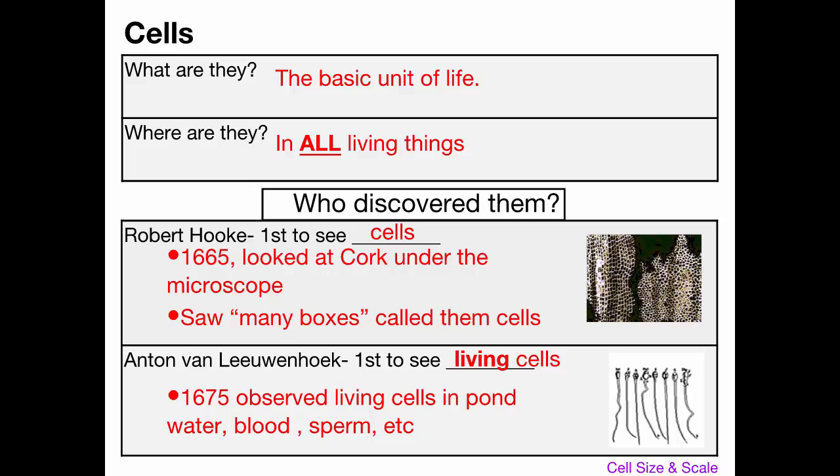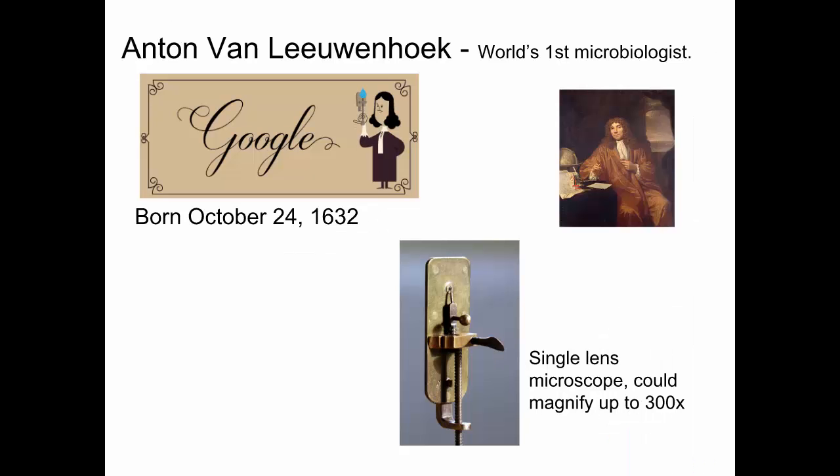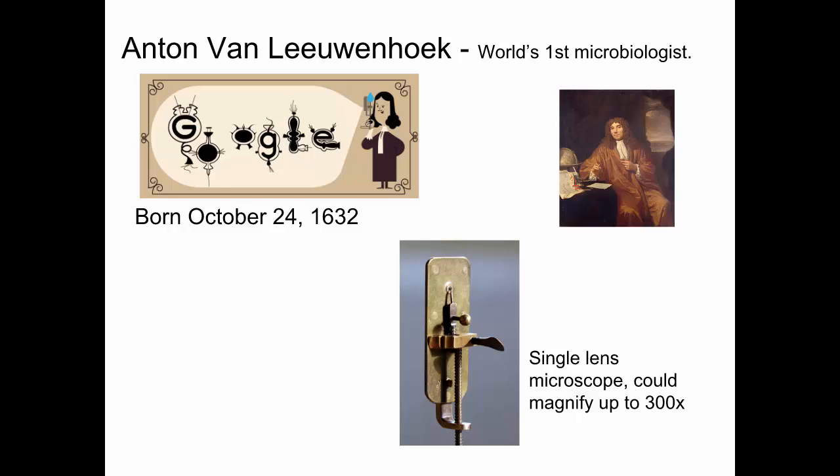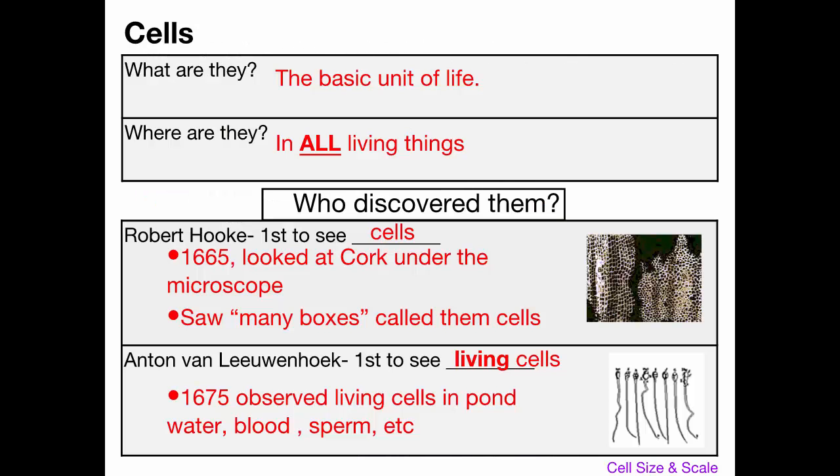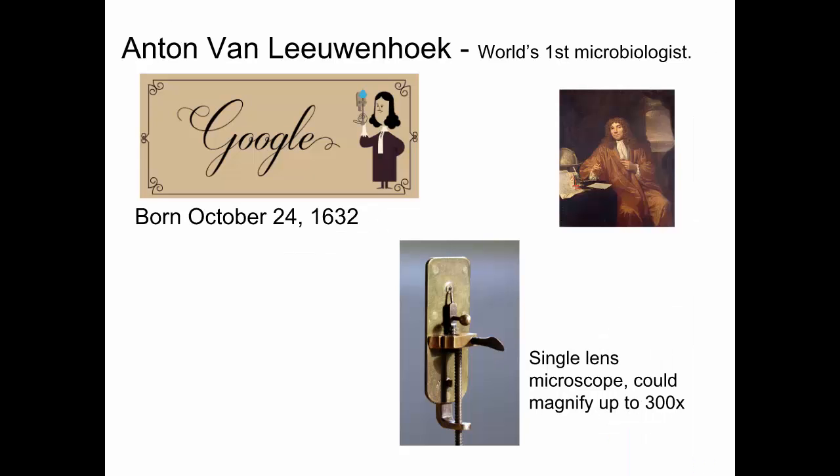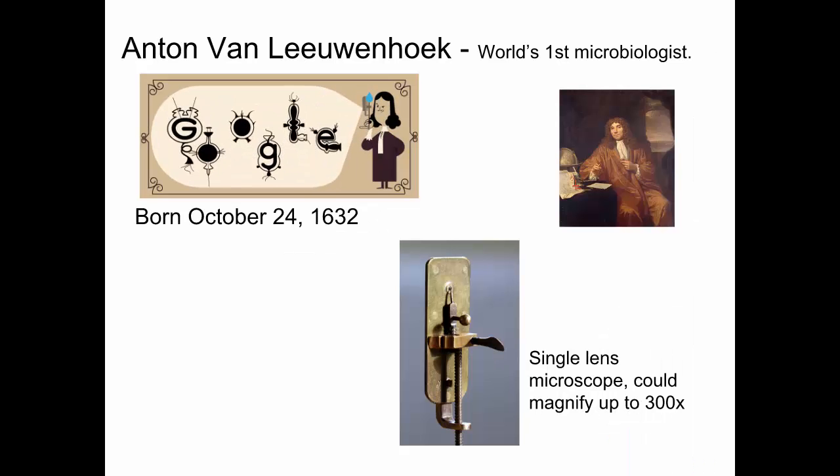If anyone used Google yesterday, you may have noticed that the Google logo, as they often do, they change it to different things. And yesterday it was changed in honor of Anton van Leeuwenhoek. Yeah, I saw that. Did you know what it was? Did you click on it? So yesterday was Leeuwenhoek's birthday. He was born on October 24th, 1632.